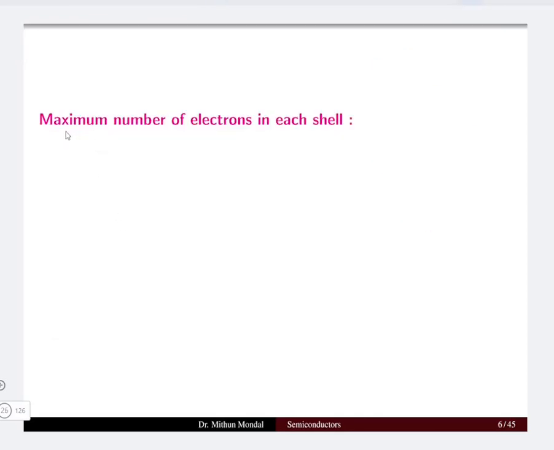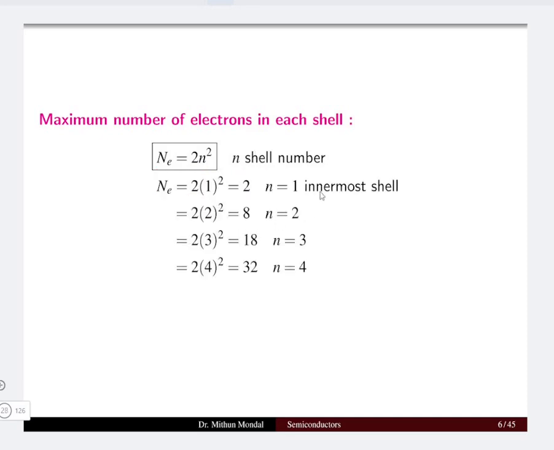Now the question is, what is the maximum number of electrons that can be present in each shell? That is given by the formula. The maximum number of electrons in a particular shell is given by 2n square, where n is the shell number. That is, if we talk about the innermost shell, we will substitute n equal to 1 and we will get 2 electrons in shell number 1. Whereas for shell number 2, we will have 8 electrons maximum. Shell number 3, we can have 18 electrons maximum, and shell number 4, we can have 32 electrons maximum, and this can go on depending upon the shell number.